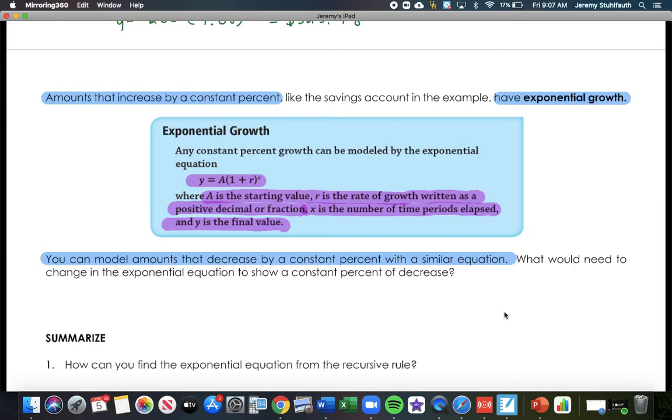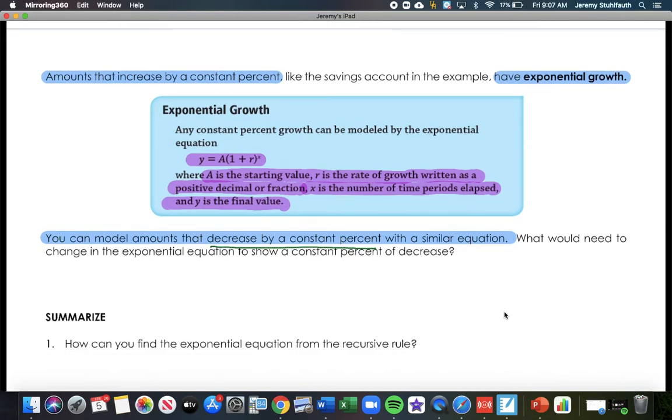If you wanted to model something that was decreasing by a constant percent, the equation would be similar, except you can probably guess it'd be y equals a times 1 minus r to the x power.